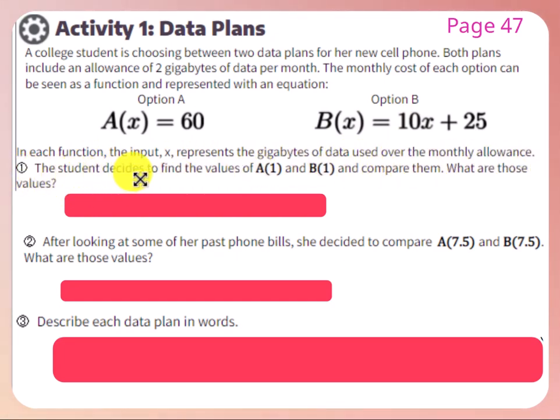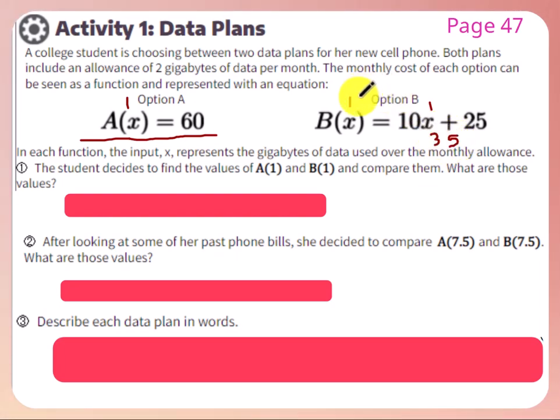For part 1, the student decides to find the values of A of 1 and B of 1 and compare them. What are those values? All right, so we're going to have the input of 1. X is the input. So for the first function, there's nothing on the right-hand side but 60. So no matter what you input for X, it could be 100, you're still going to pay a flat rate of 60. For option B, if we input 1, we do have a place to substitute the 1 in for X. It's going to be right here. 10 times 1 is 10, plus 25 is 35.